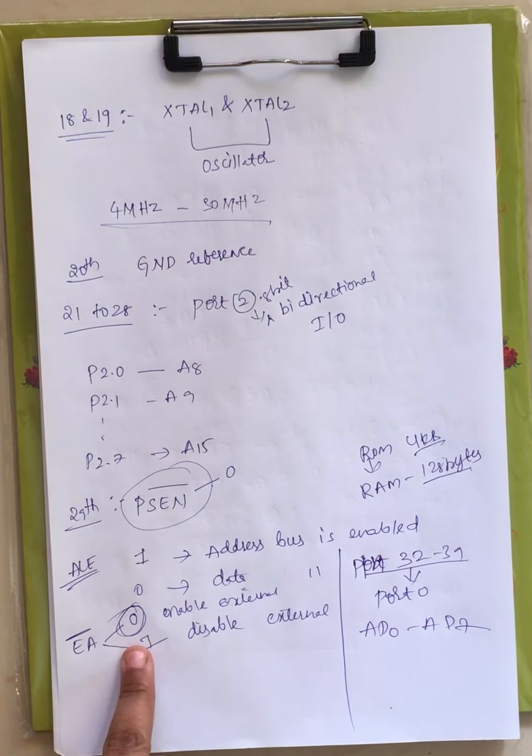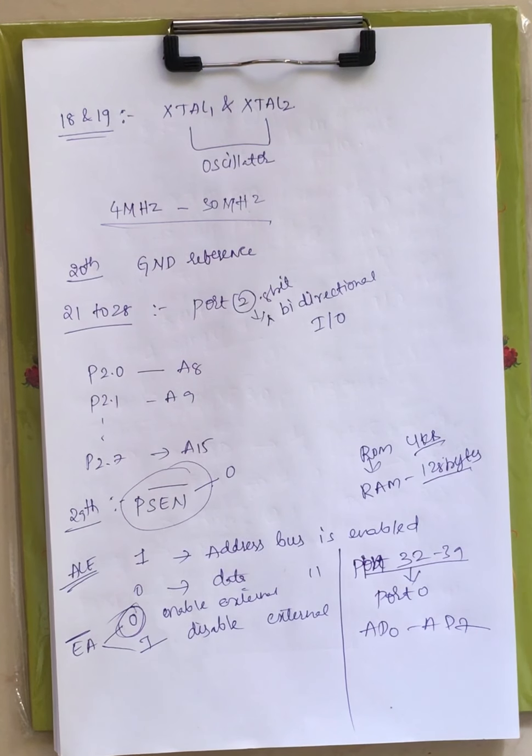When it is logic 0, since it is bar, you can enable external memory, right? You can enable external memory interfacing. When it is logic 1, you can disable external memory interfacing, right? In order to interface external memory, whether it is RAM or ROM, this particular pin has to be set to 0, right?